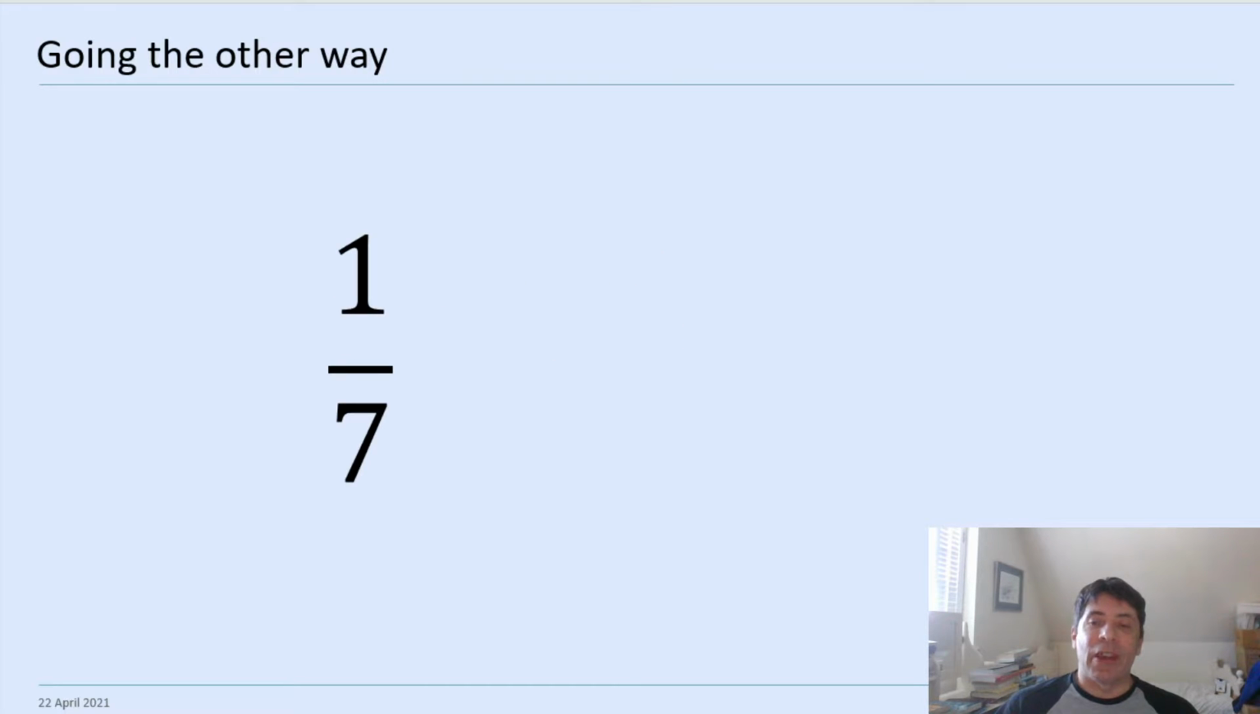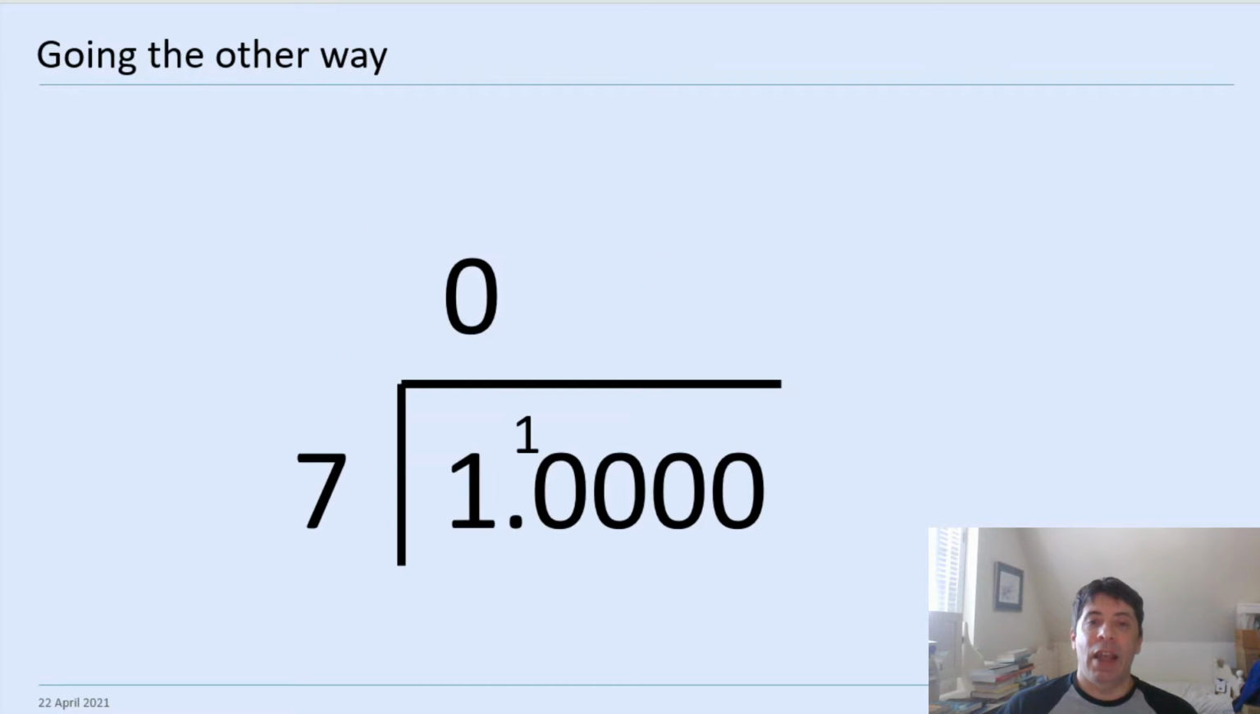A seventh, now this is a fascinating one actually. So 7 into 1 is 0, 7 into 10 is 1, carry 3. 7 into 30, well, 4 7s are 28, so we carry the 2.